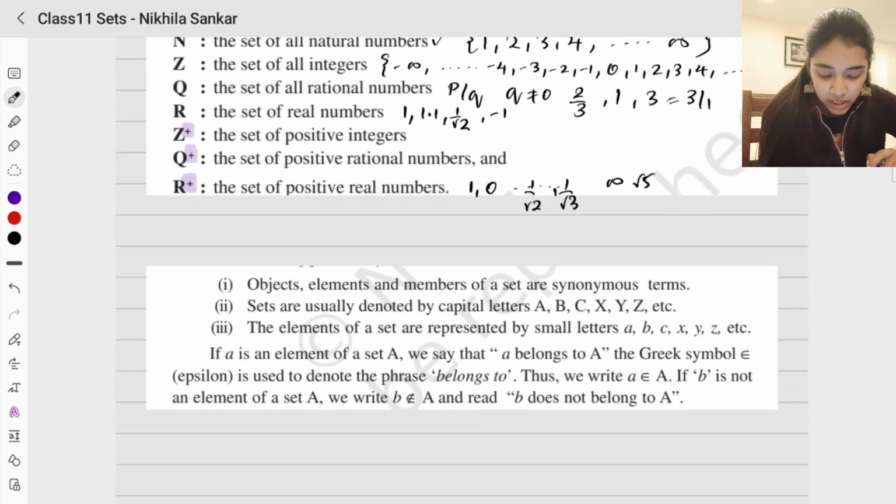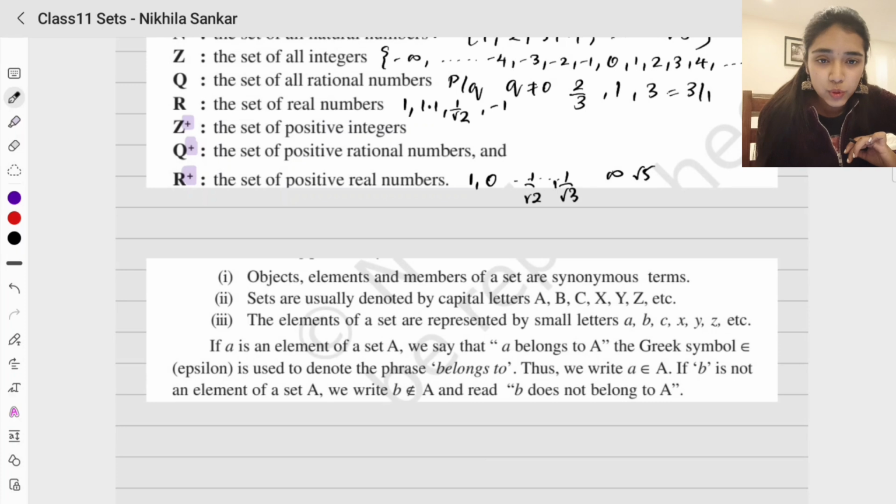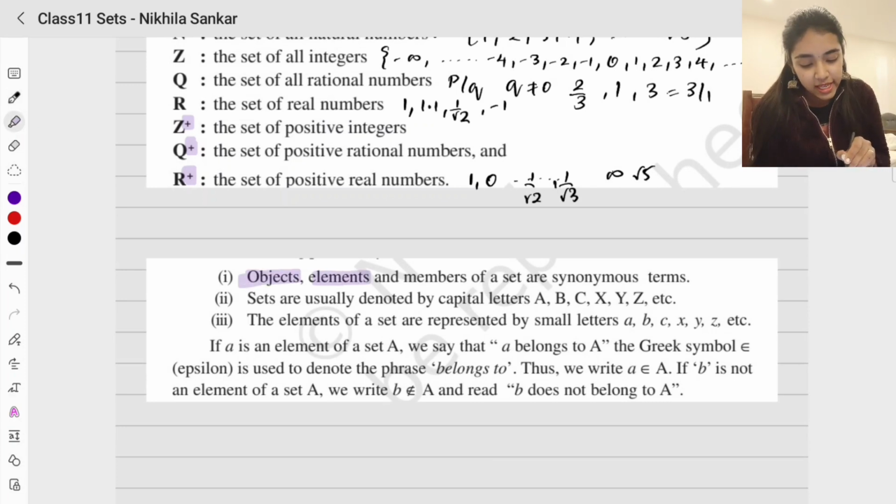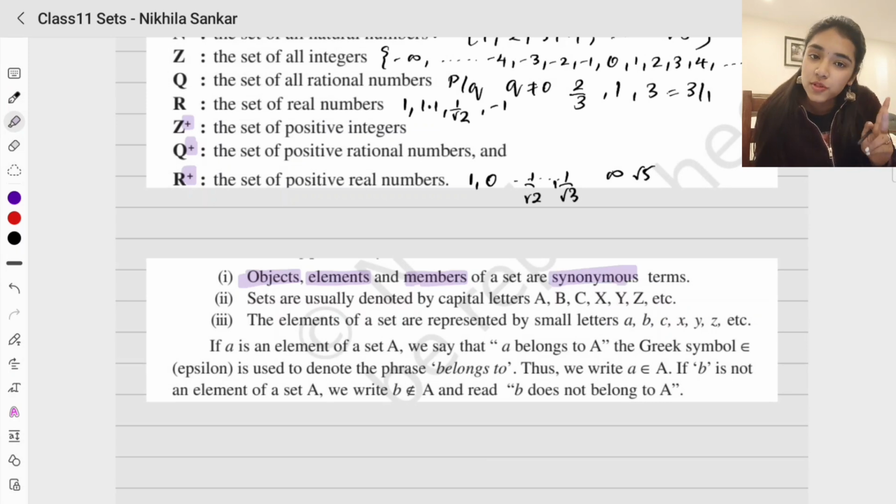Okay, now you have to learn a few terms. இப்போ இந்த terms எல்லாம் தான் நம்ம இந்த சாப்டர்ல யூஸ் பண்ண போறோம். Objects, elements, members இதெல்லாம் வந்து நம்ம யூஸ் பண்ண போறோம். Of a set are all synonymous terms. Synonymous na என்ன அர்த்தம்? ஒரே மீனிங். Synonyms, antonyms படிச்சிருக்கோம் இல்லையா? Antonyms na opposite. Synonym na same meaning. Okay, so இது வந்து objects அப்படின்னா என்ன, elements na என்ன, members. We'll learn what that is.